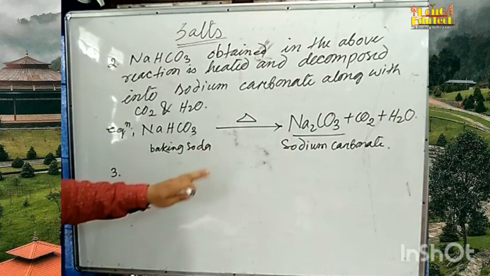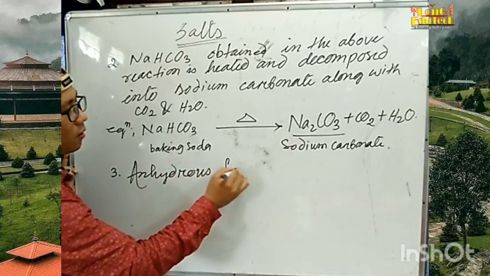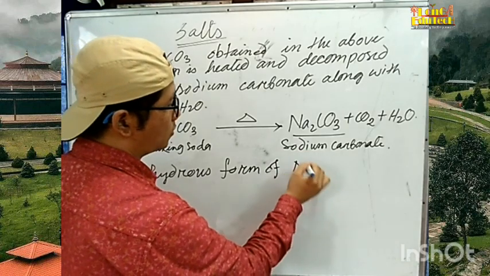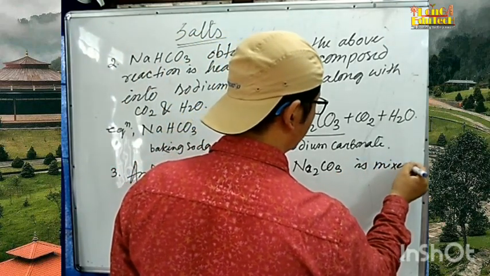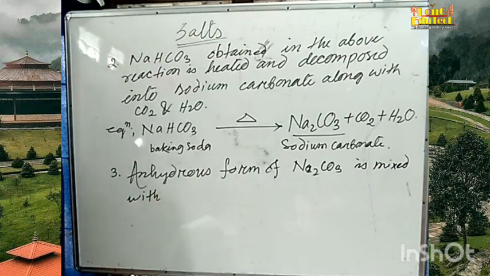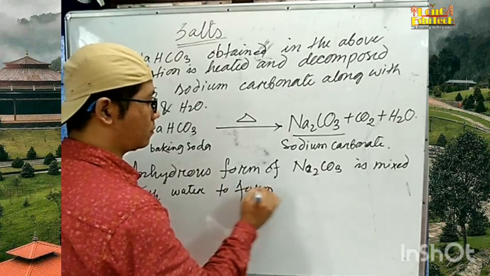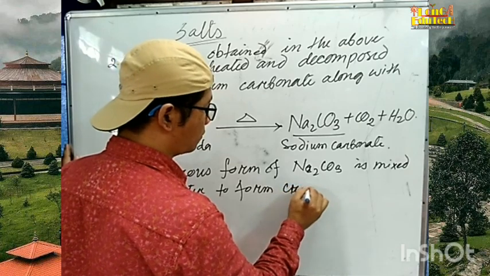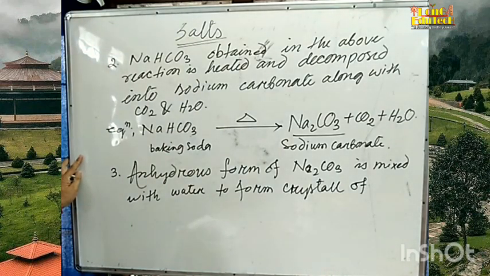So here the sodium carbonate, okay, just write down one comment. Anhydrous form of this one, Na2CO3, that is sodium carbonate, is mixed with water. Okay, so it is going to mix with water, or you can say dissolve with water also. Okay, mix with water to form crystals of, क्या देगा? Okay, the crystal also, or recrystallization भी बोलते हैं हम लोग. Okay, washing soda.